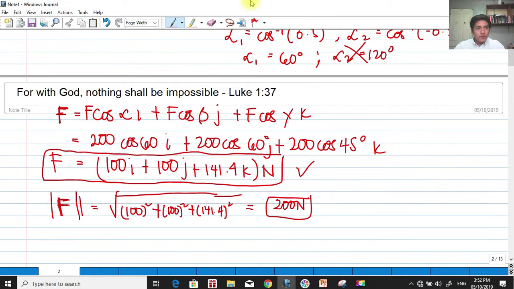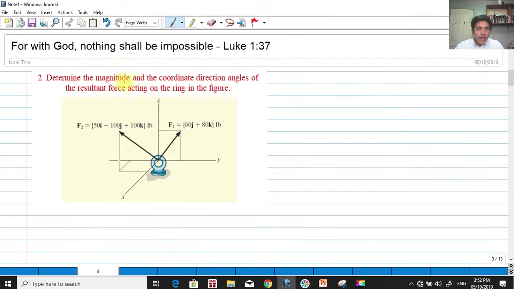Okay, moving on to our second problem. Our second problem is to determine the magnitude and the coordinate direction angles of the resultant force acting on this ring. As we can see here, our forces are now expressed as Cartesian vectors in terms of components. So the resultant force is simply F1, we're going to perform algebra, F1 plus F2 here.